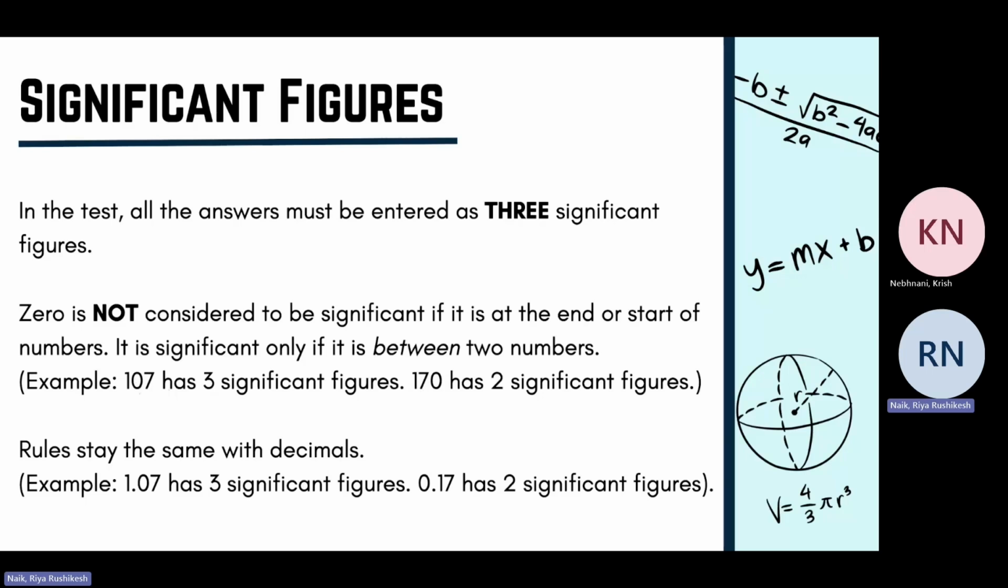These rules stay the same with decimals as well. For example, here we have 1.07. Since 0 is between 1 and 7, it again has three significant values. But over here, it is 0.17. Since 0 is before 1 and 7, there's nothing on this side. It's not between two numbers. That's why 0.17 has only two significant figures.